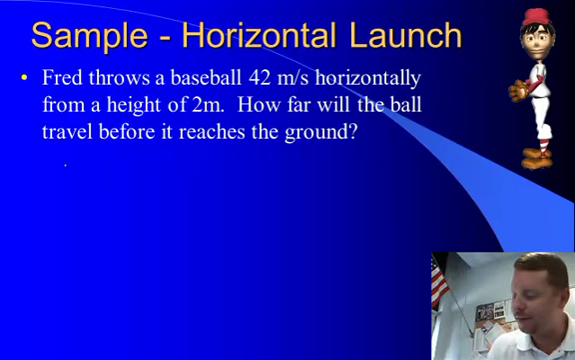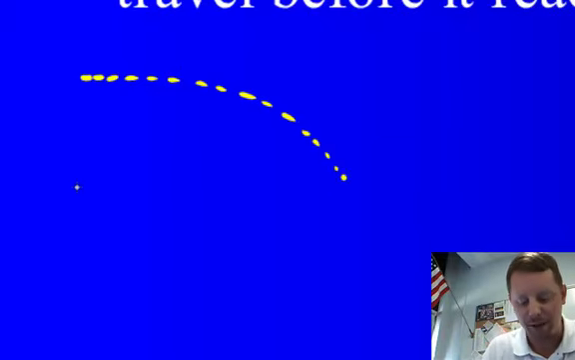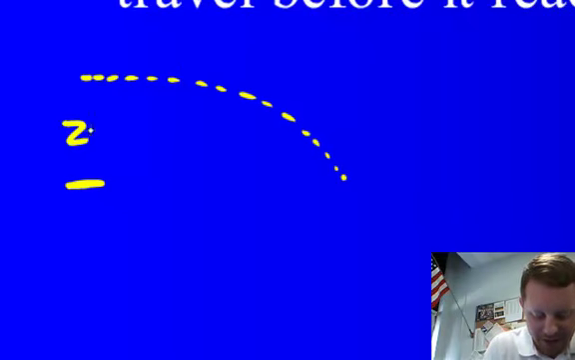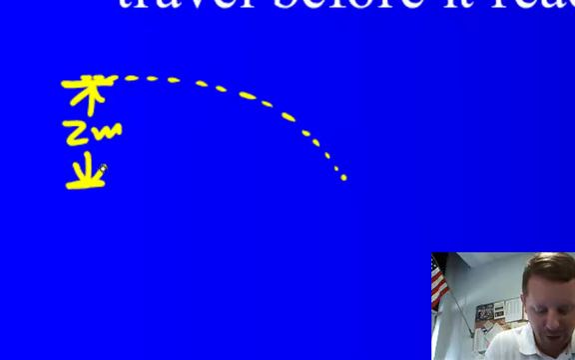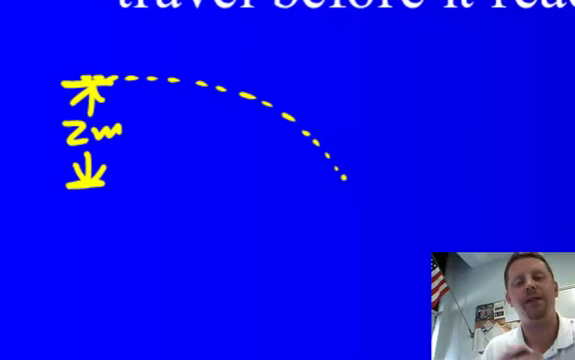Well, to start off this problem, let's sketch what's going on here. If he launches the ball from 2 meters, it's probably going to follow a path something like that, a portion of a parabola. The height starts at 2 meters, and its projectile motion path is going to end when it hits the ground, once it's traveled 2 meters vertically.